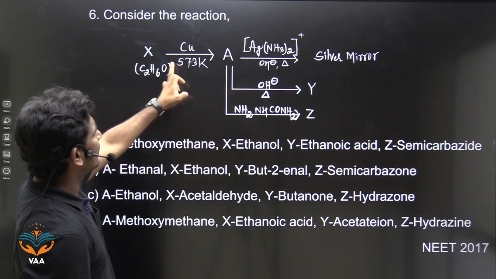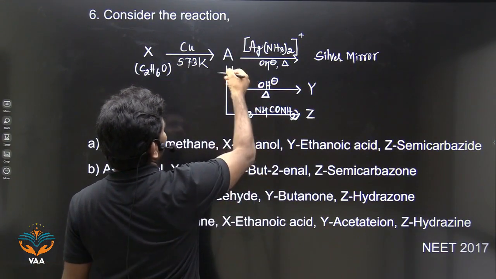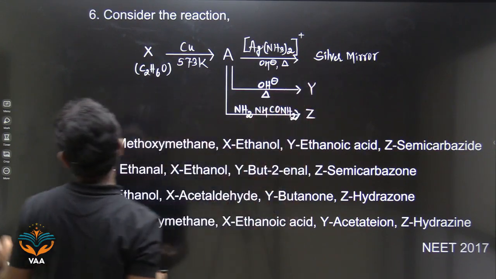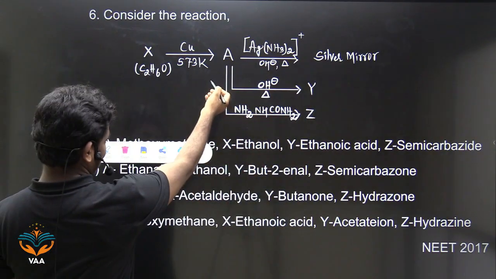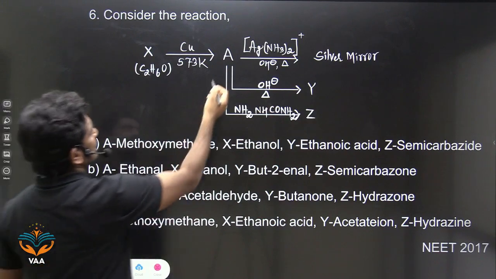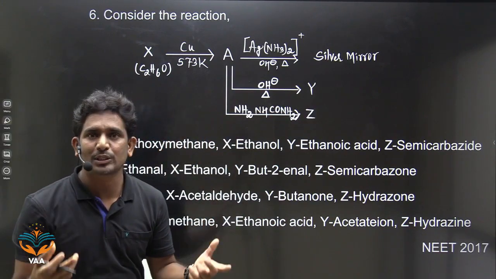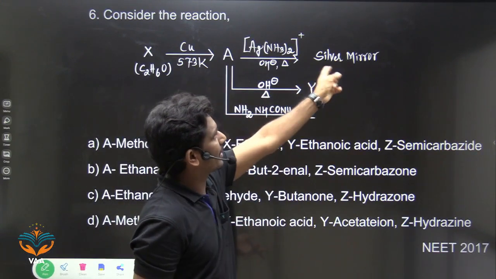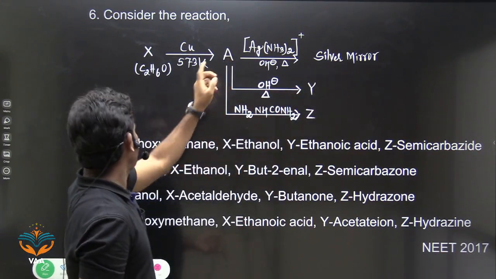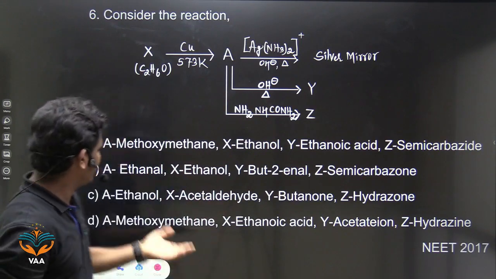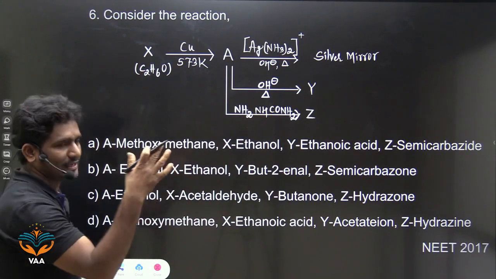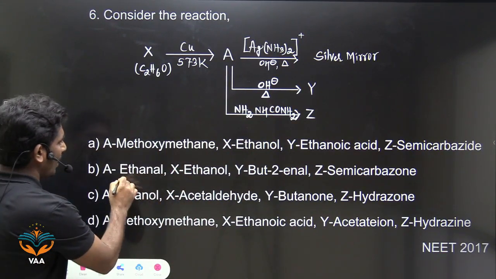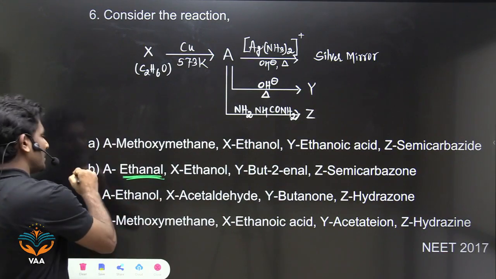So if you look at here, A gives the silver mirror test. What is A? This A must be an aldehyde, no? It gives silver mirror. So what is A? A is an aldehyde. Which one is an aldehyde here? Methoxymethane is not an aldehyde. Ethanol is an aldehyde, no? It is ethanol, the aldehyde, so the answer is B.